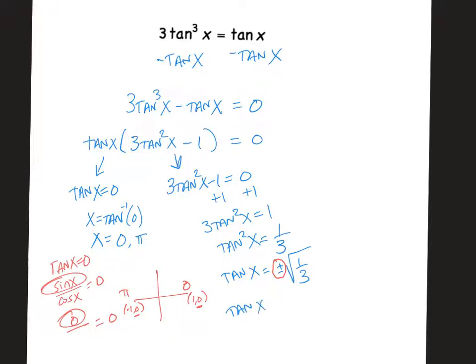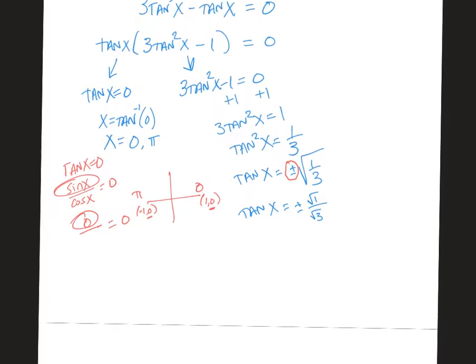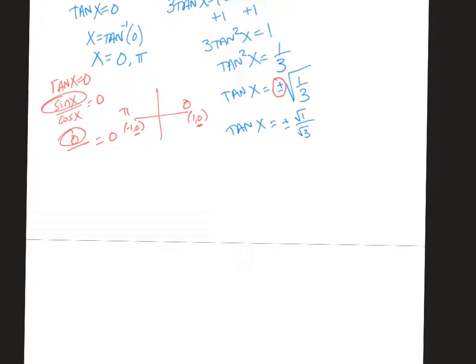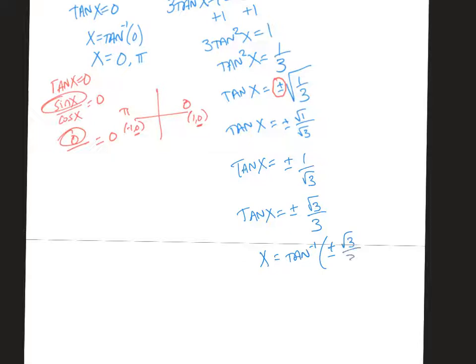And probably what I would do is simplify this. So that would be the same thing as square root of 1 over square root of 3. Square root of 1 is 1. Square root of 3, though, we need to rationalize that denominator. So it would be square root of 3 over 3. And to get x alone, we're going to have to do the inverse tangent of positive and negative square root of 3 over 3. Okay, now, where do you get square root of 3 over 3 for tangent?